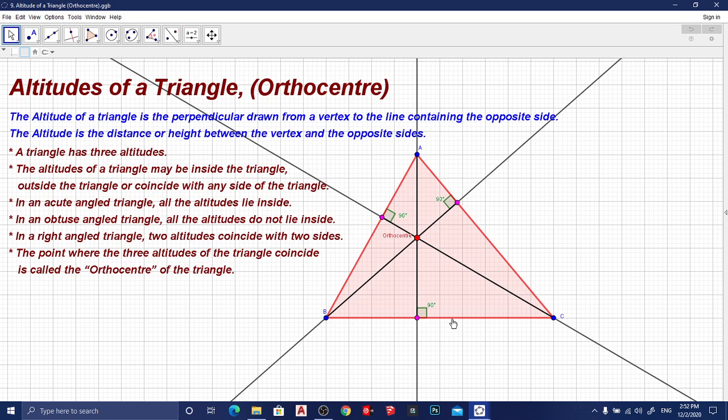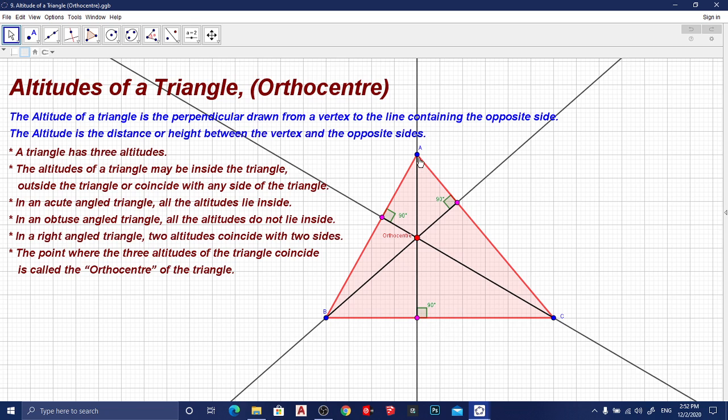To find out the area of a triangle, we will take the height of a triangle, which is drawn perpendicular from the vertex to the opposite side. So you draw a perpendicular from a vertex to the opposite side. So if you observe here, the altitude of a triangle is the perpendicular drawn from a vertex to the line containing the opposite side.